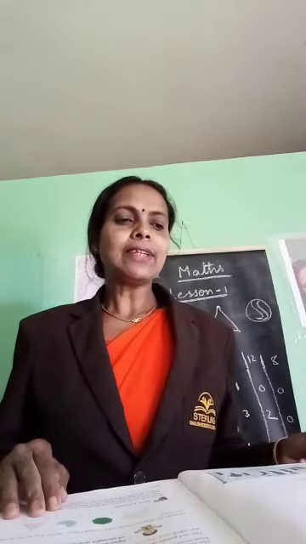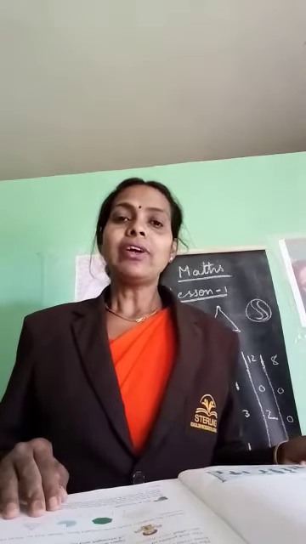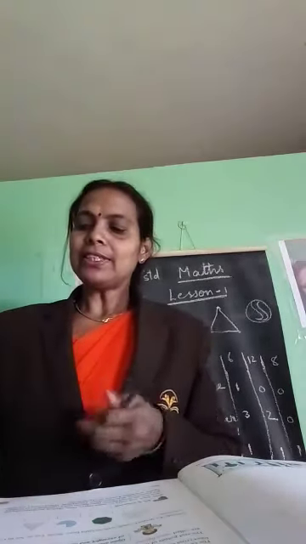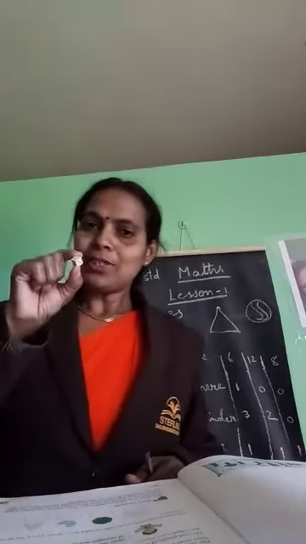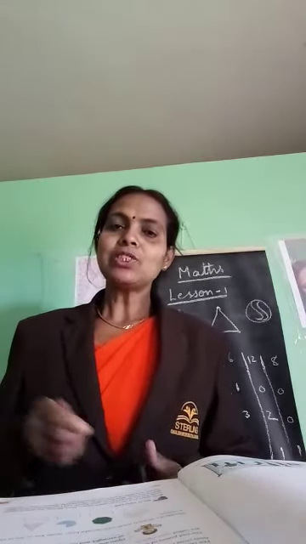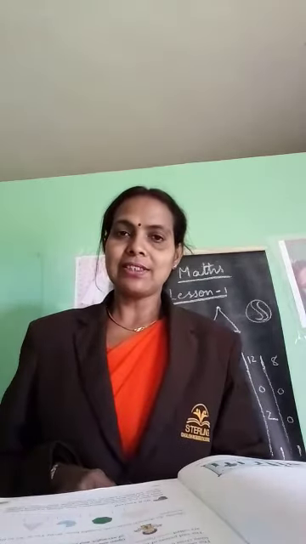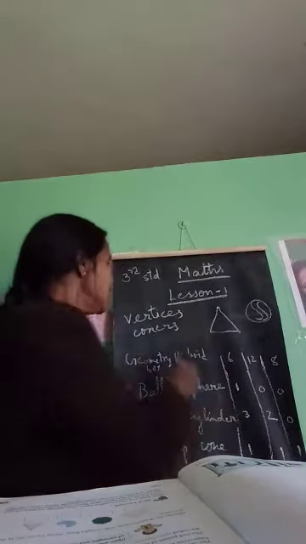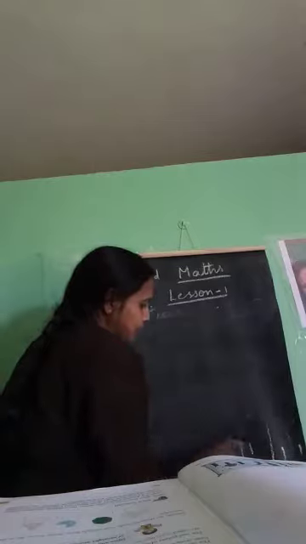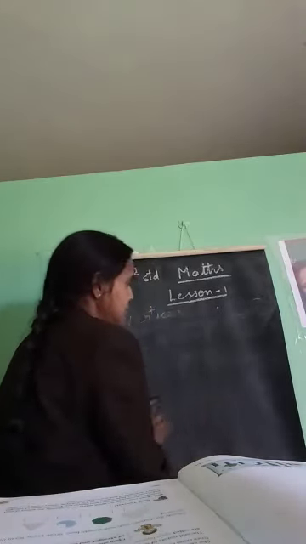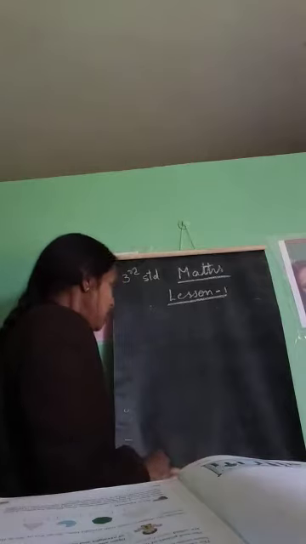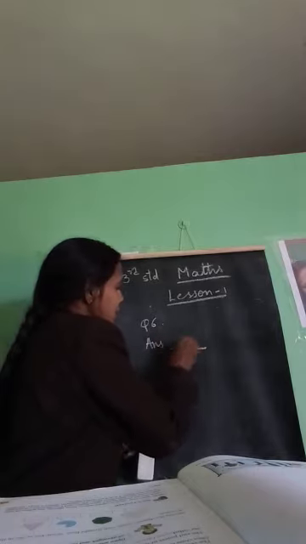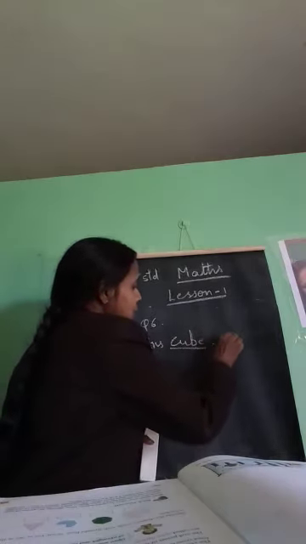Name two solid shapes that have the same number of edges and vertices. One will be cube shape and another will be cuboid. These two shapes have same number of edges and vertices. Both are having 12 edges and 8 vertices. Write down question number 6, cube and cuboid.